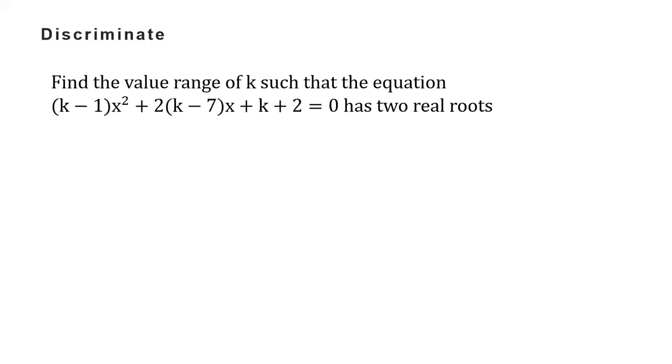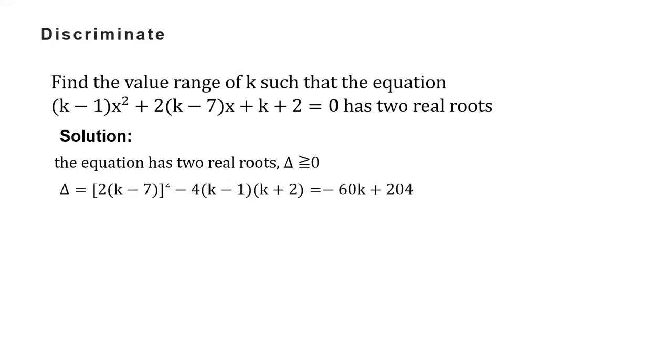Now here's an example using it. The question reads, find the value range of k, such that the equation k minus 1 times x squared plus 2 times k minus 7 times x plus k plus 2 equals 0 has two real roots. Since we know that the equation has two real roots, we can get that the discriminant must be larger than or equal to 0.